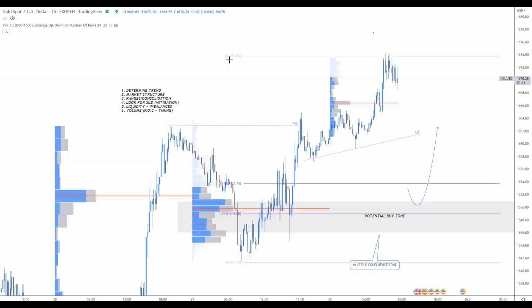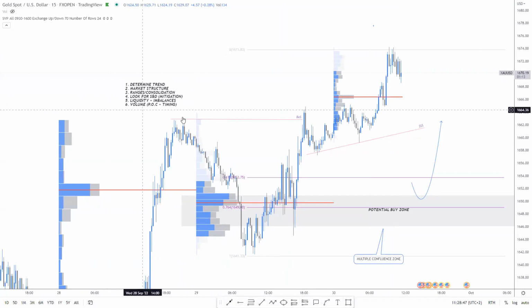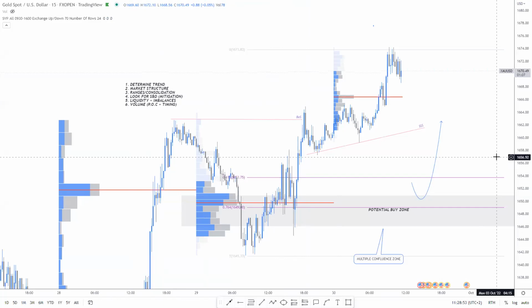How to trade without emotion. Guys, this is simple. How to trade without emotion is very simple, okay? If you are following the rules I said and you are following risk management, there is simply no room for emotion.